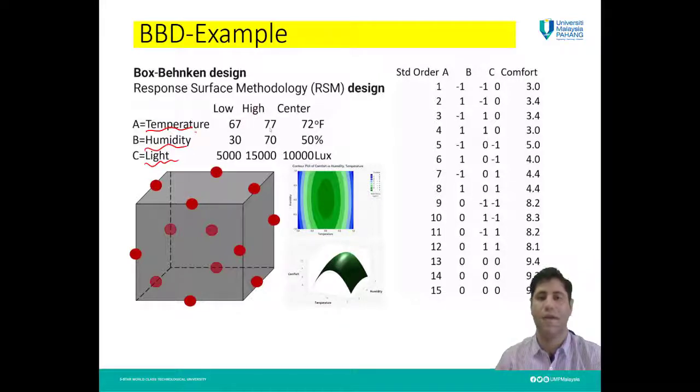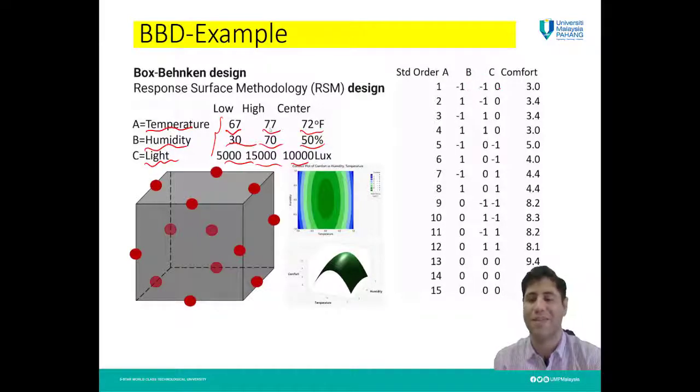This is BBD design. We can use BBD design, and then we need to select a level for that. Low, for example, 67, high, and center for the level which we have for temperature as one of our factors. And you can see also the levels for the humidity and its unit, and also for light. So you can see we have three levels for each factor in this Box-Behnken design. And you can see how we can implement that in this coded table or matrix of experiment.